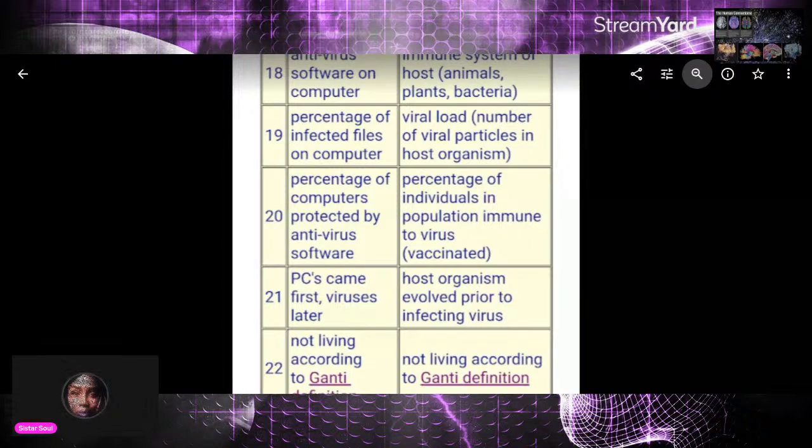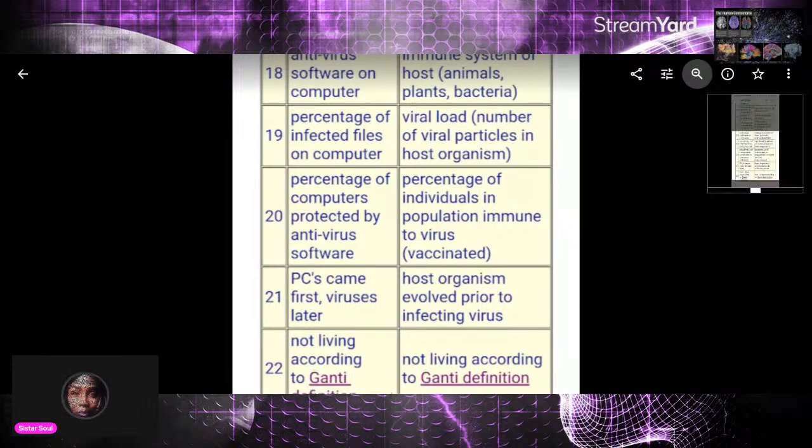You have to have antivirus software, right? Percentage of individuals in population immune to virus. They are vaccinated. And you having a natural vaccine. You have a natural vaccine within your body. If you are a copper being, you have antigens in your bloodstream that actually fight against these things. So you have your own immune system that goes against these things. So they say vaccinated, I say unvaccinated.